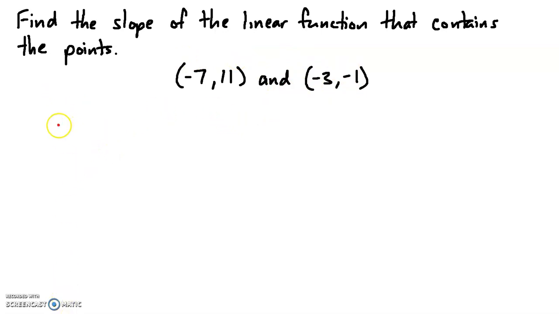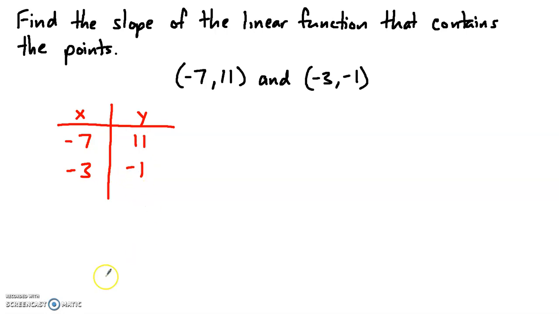You know, I think the strategy that a lot of the students in Ms. Dillard's and Mr. Bowman's classes have used is to turn this into a little table problem. Put those 2 ordered pairs, (-7, 11) and (-3, -1), into a little 2-row table, and then go back and use the definition that slope is change in y over change in x again.